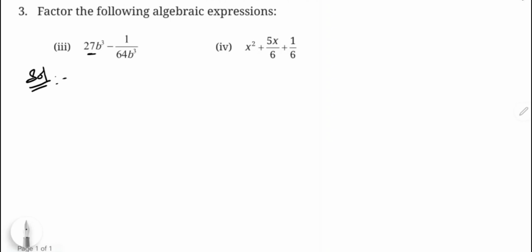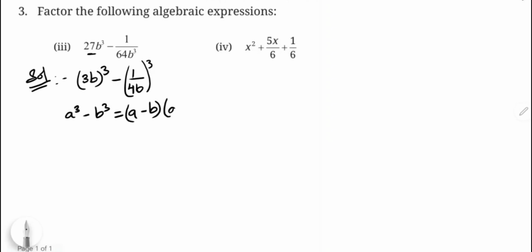So this 27 is nothing but 3 cube. So I can put (3b) whole cube minus 1 can be written as 1 cube, and 64 can be written as 4 cube, (4b) whole cube. Okay, so here the identity is a cube minus b cube equals a minus b into a square plus ab plus b square.